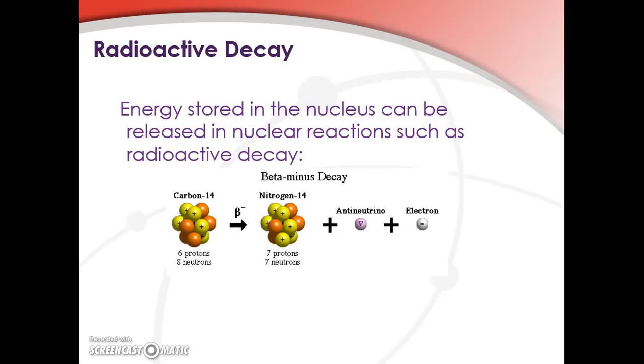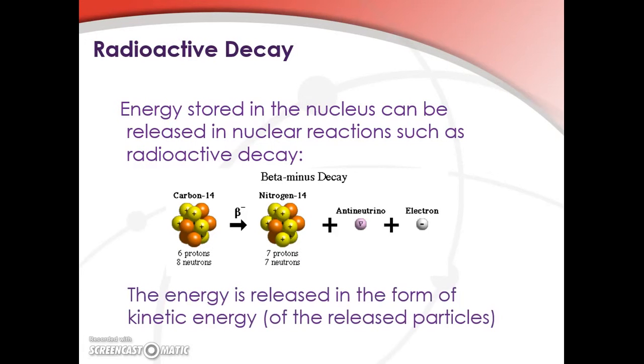Has a proton been gained and a neutron ejected? No. What's happened is one of the neutrons has lost its negative 1 electron, pushed off an electron, and this has given it a positive charge and turned it into a proton. And the difference in mass is released in the form of kinetic energy of the released particles.